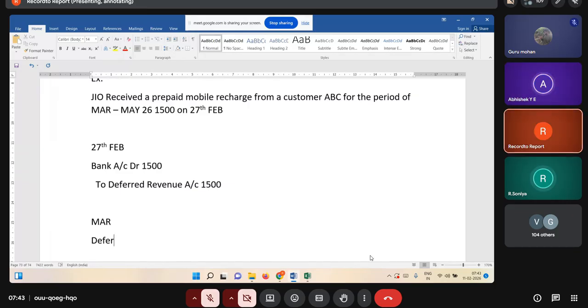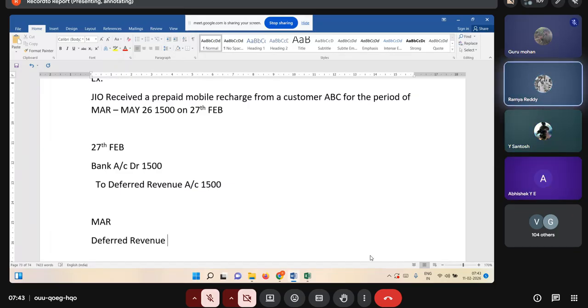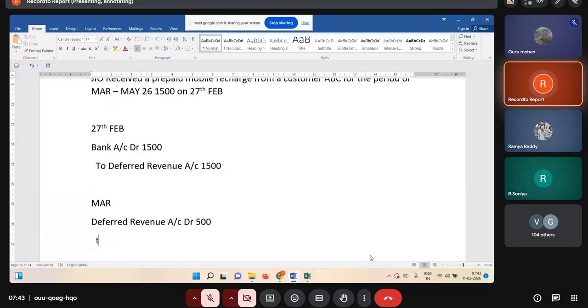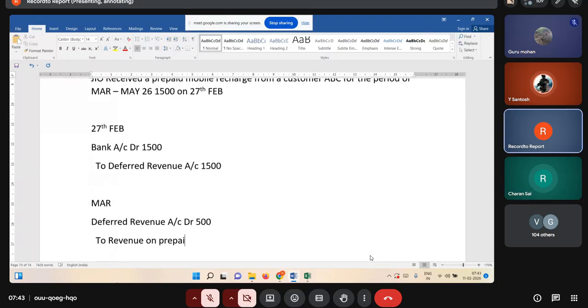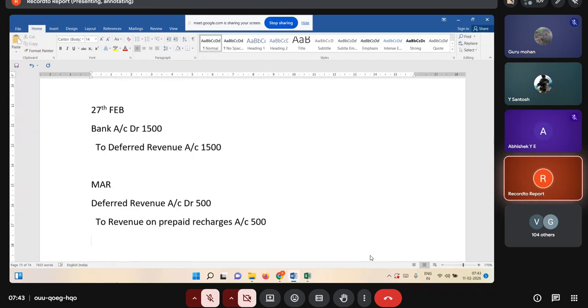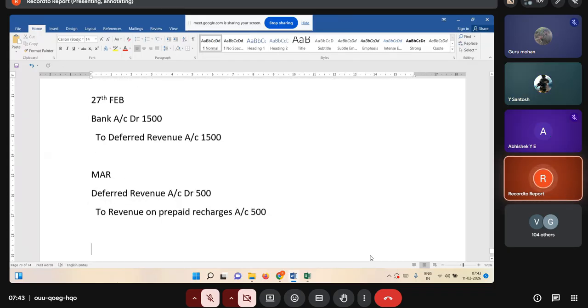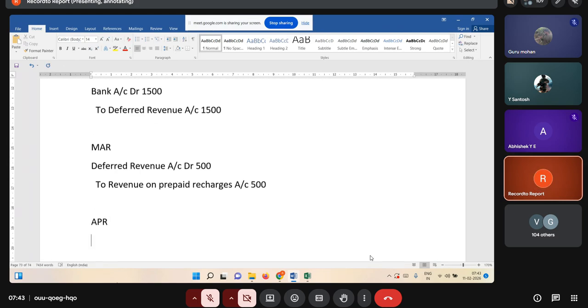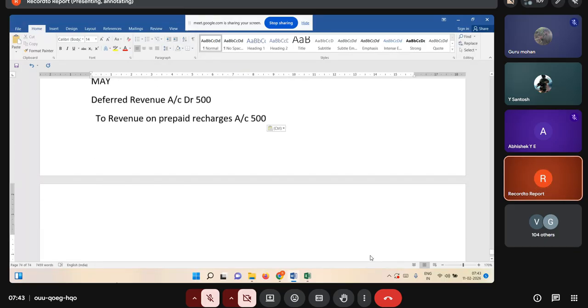Deferred revenue account debit 500 to revenue on prepaid mobile recharge. Okay, so this entry has to be recorded in the month of March, April, May. Every month that particular 500 rupees will move to the P&L account. Okay, understand, guys? Yes.